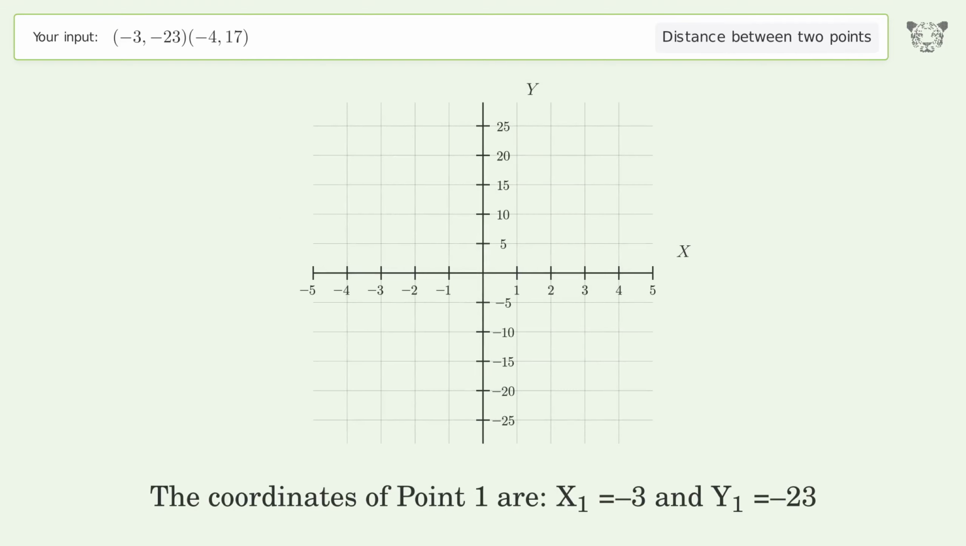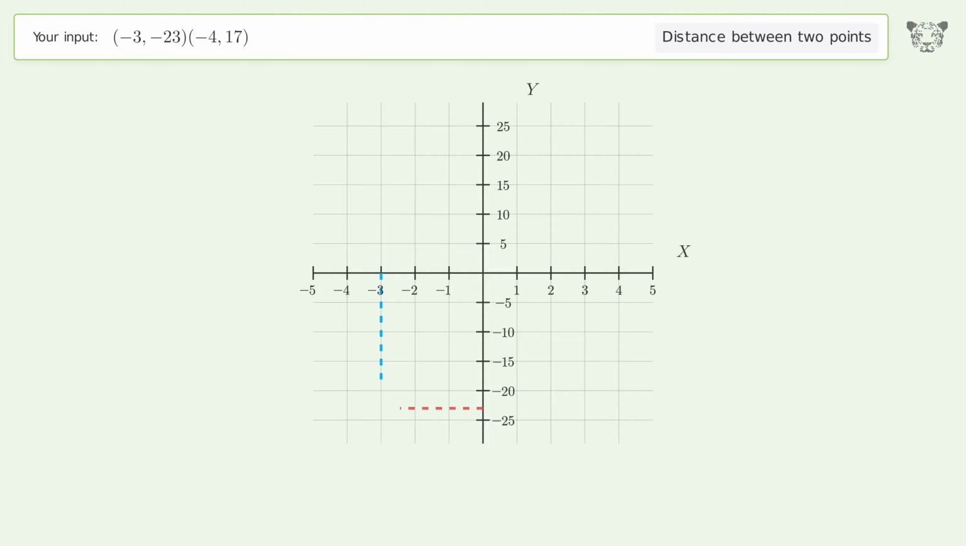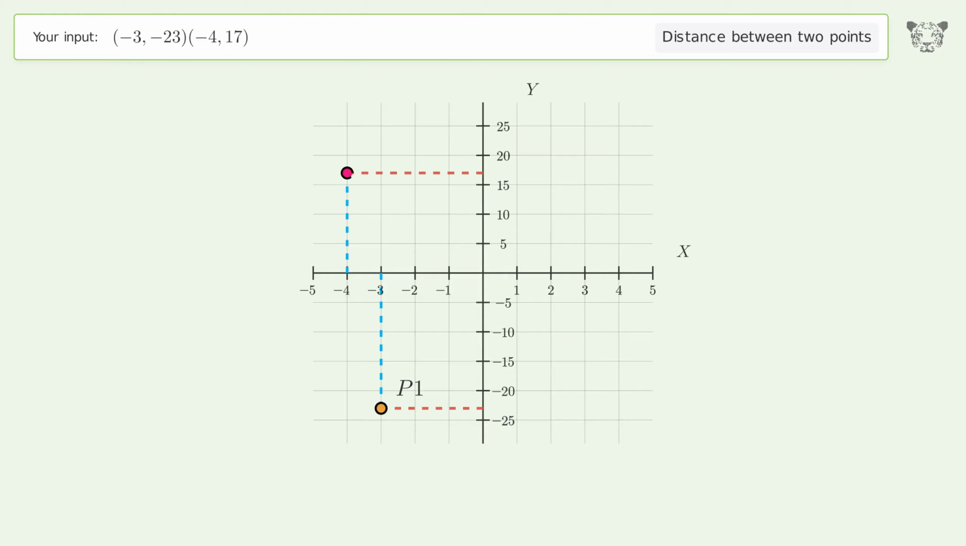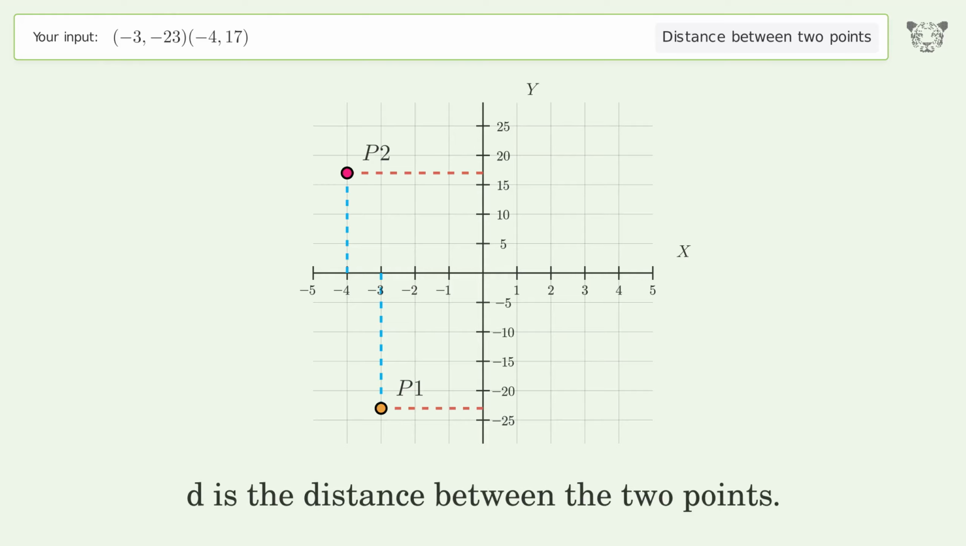The coordinates of point 1 are, x1 equals -3 and y1 equals -23. The coordinates of point 2 are, x2 equals -4 and y2 equals 17. D is the distance between the 2 points.